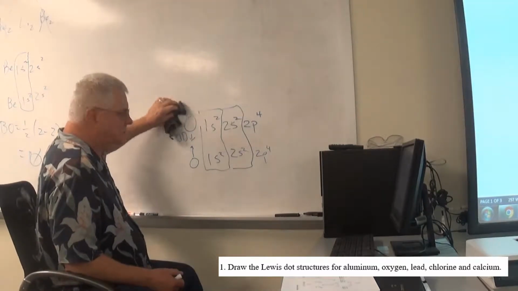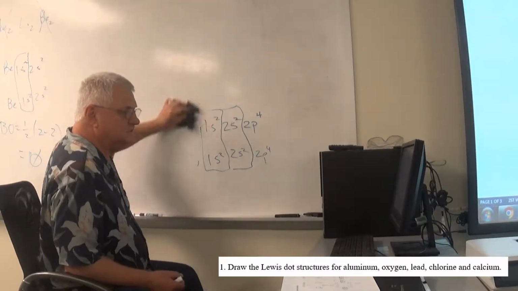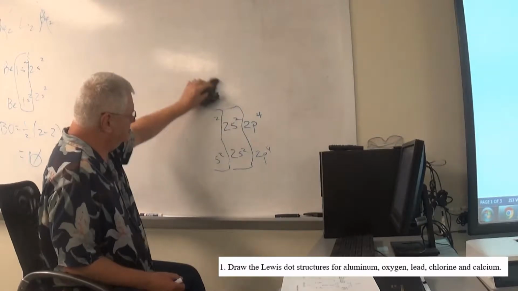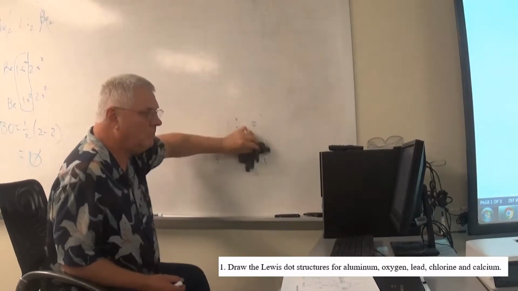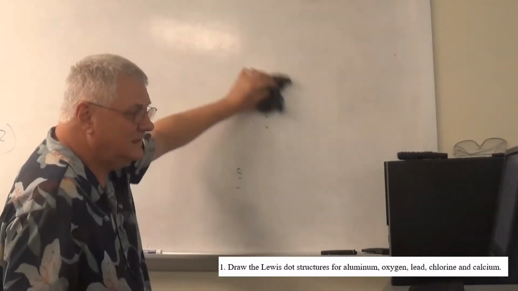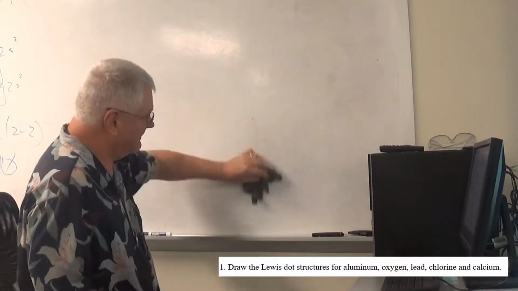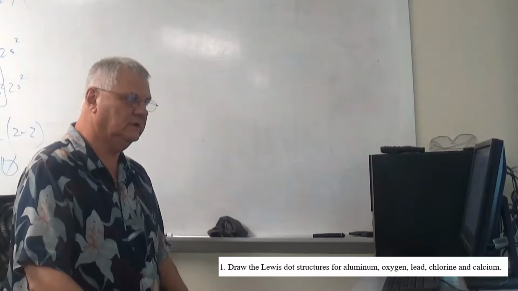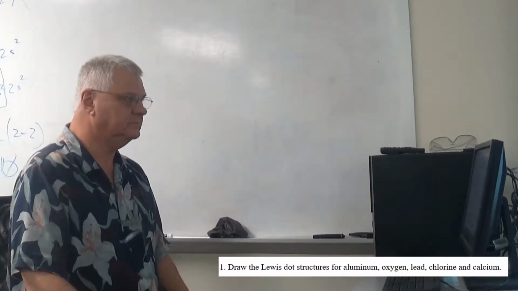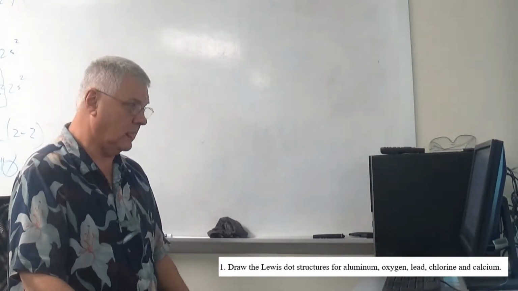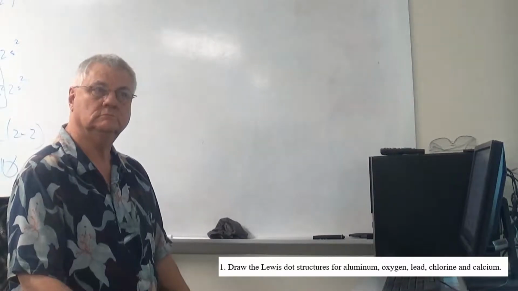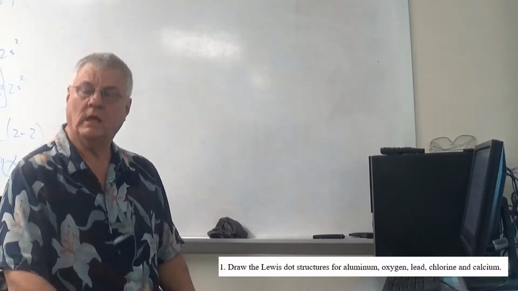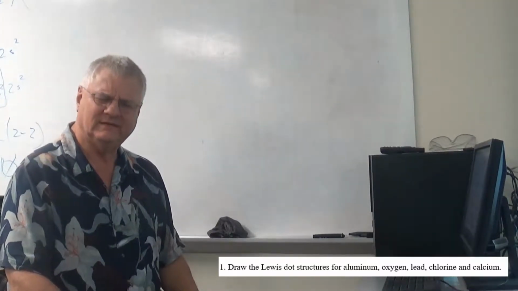Well, it says draw the Lewis dot structures for aluminum, oxygen, lead, chlorine, and calcium. How many dots do you put in the Lewis dot structure for a main group element? It's based on your valence electrons.